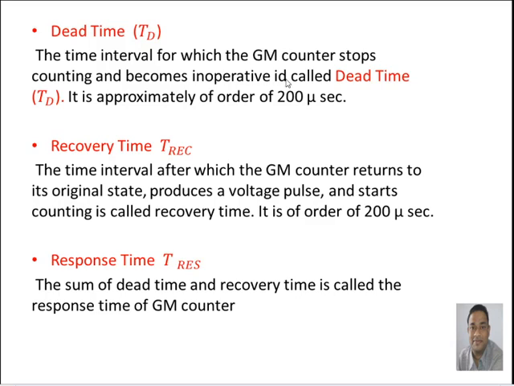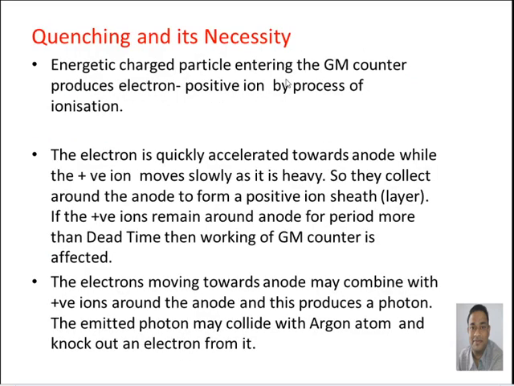The third parameter for the GM counter is response time. It is nothing but the sum of the dead time and the recovery time of a GM counter. So if you look at their values, it is 200 microseconds plus 200 microseconds. So approximately 400 microseconds is the response time of a GM counter.